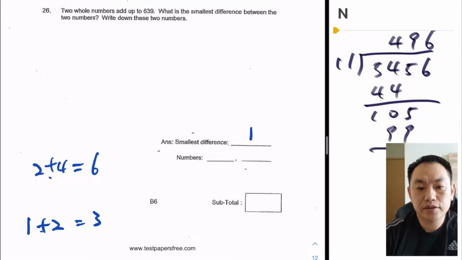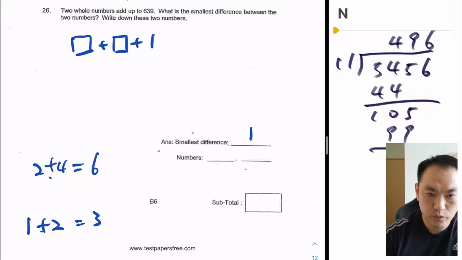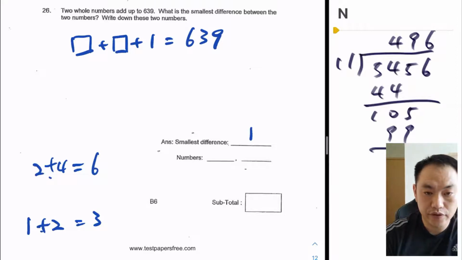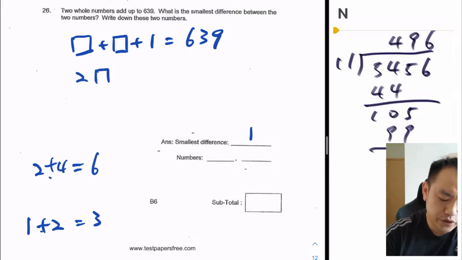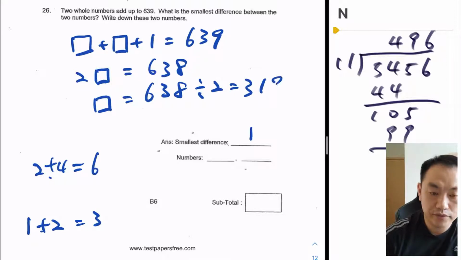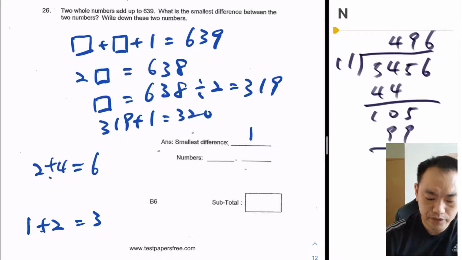And then what are these numbers? One of the numbers is a square, and the second number will be square plus 1 because it's 1 bigger. So you add them together, it will be 639. So the 2 squares will equal 638. Then you just take 638 divided by 2, which will give you 319. So the first number will be 319, and the second number will be 319 plus 1, which is 320. So the numbers will be 319 and 320.